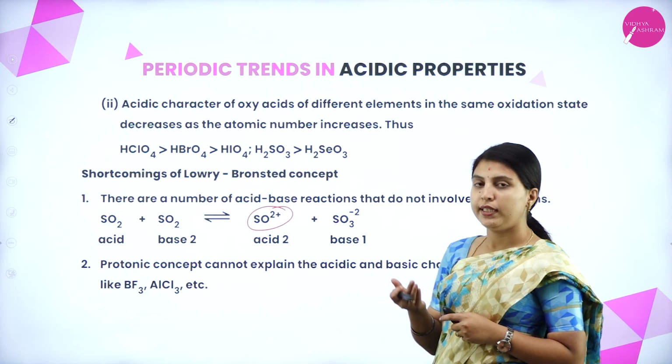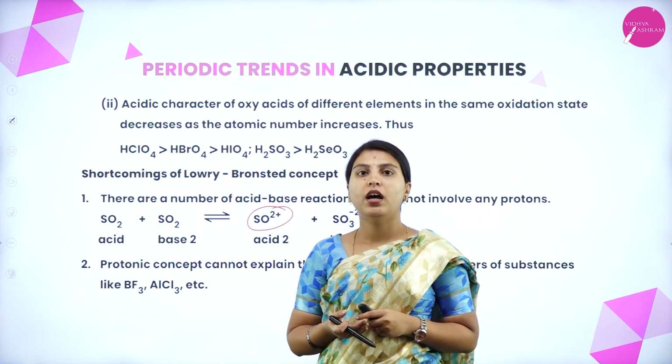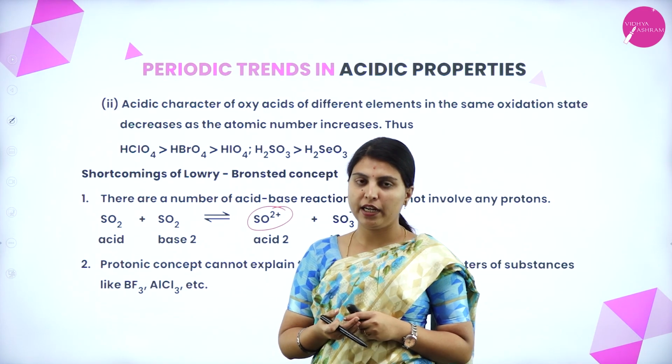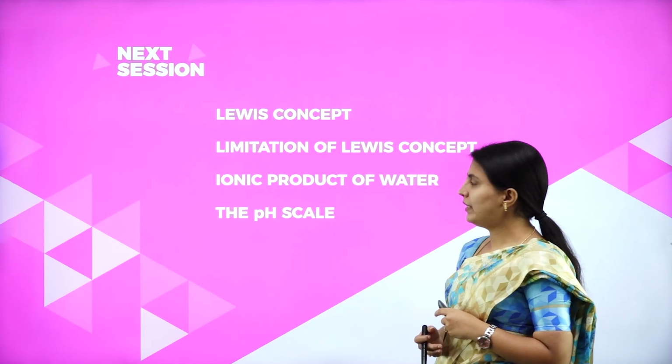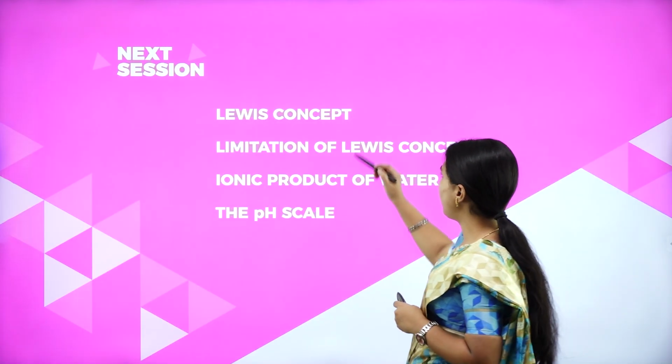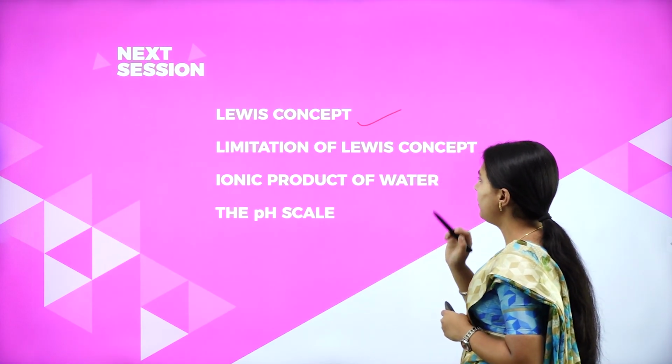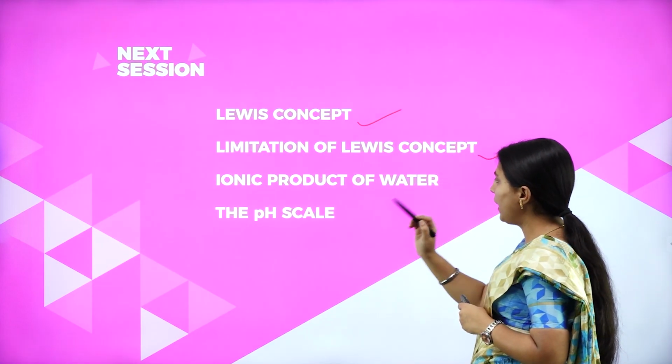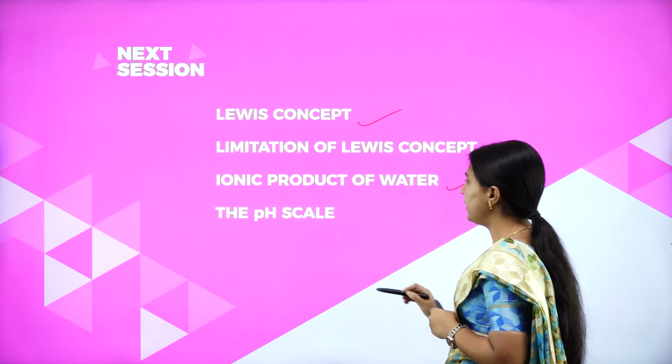This is about the Arrhenius concept and Lowry-Bronsted concept and also their limitations. In the next session, we will discuss the Lewis concept, limitation of the Lewis concept, ionic product of water and the pH scale.